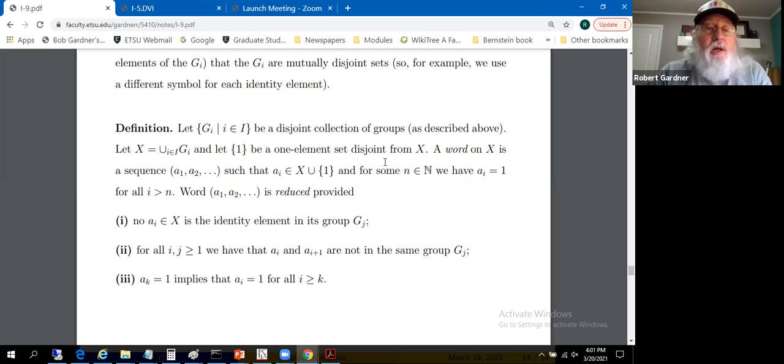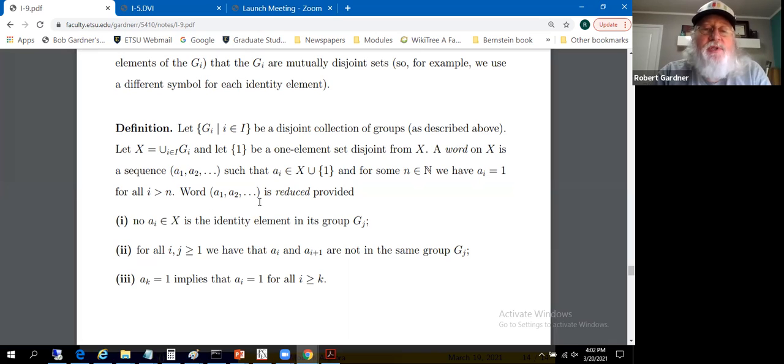A word on X is simply a sequence, A1, A2, and so on, such that each A sub I is from the set X or is the symbol 1. And for some natural number n, we have A sub I equals 1 for all I greater than n. Usual thing, it ends with all ones. These are technically infinite sequences. Pragmatically, they're finite sequences because they end with an infinite number of ones. So we could drop the tail, snip that off, and treat them as if they were finite. And of course, that's how we'll manipulate them as we did in the past.